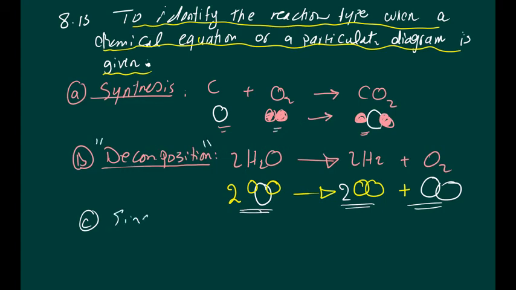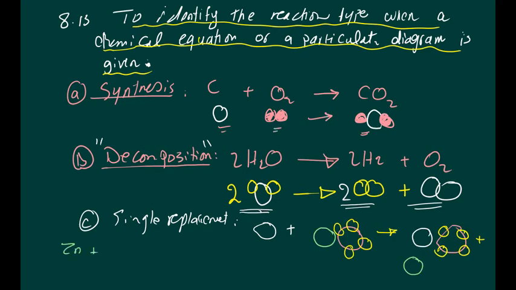In single replacement, if you have an atom of zinc reacting with another compound, by looking at this reaction, you recognize it's a single replacement reaction, because here, the white atom has been replaced by the green one. An example of this reaction: zinc plus copper sulfate, giving zinc sulfate plus copper. So zinc has replaced copper in this reaction.